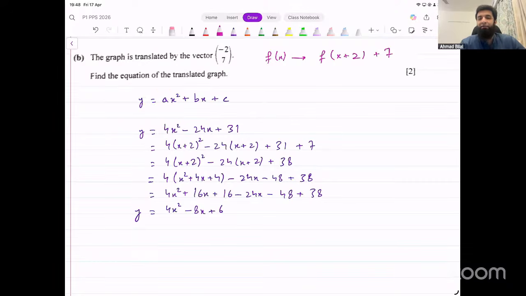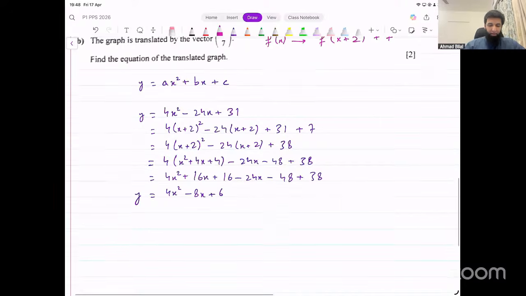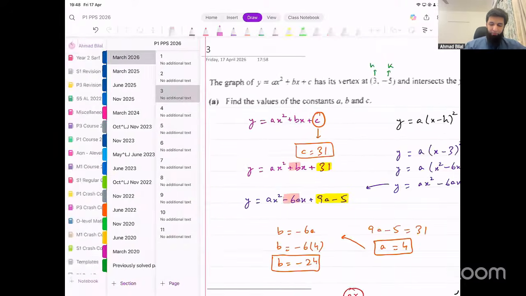When you have to identify transformations for quadratic functions, in that case, it's a good idea to use the completed square form, because that makes it easier to spot what the transformations are. Makes sense, right? Okay. That was question number 3. Let's move on to the next one.